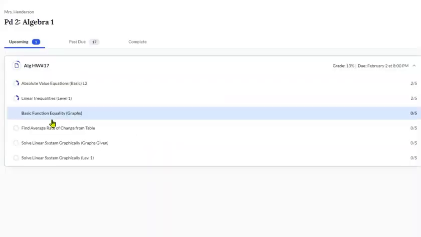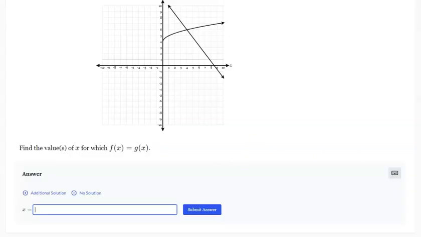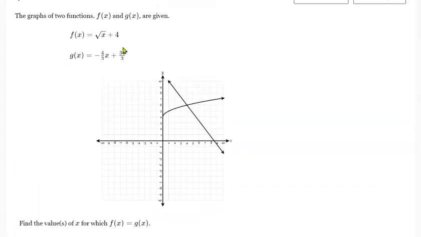All right, let's take a look at the third topic, basic function equality, where we're going to be given two equations, two graphs, and then they're asking us for what value of x. What is the x coordinate when the two functions are equal to each other? And when the two functions are equal to each other, that means they intersect. So this is the point of intersection. The point of intersection is 4, 6.